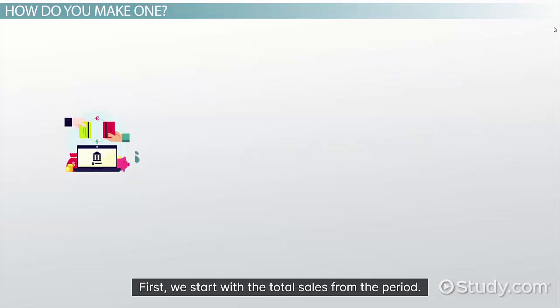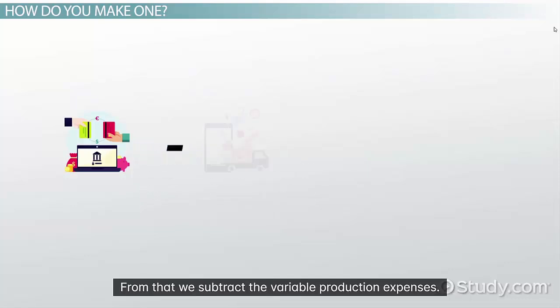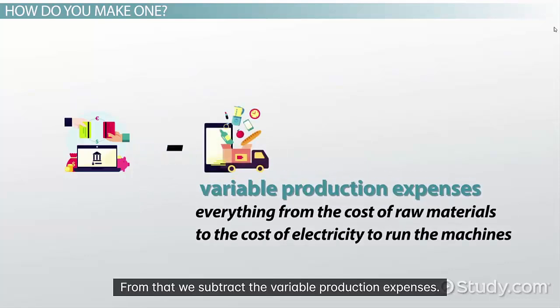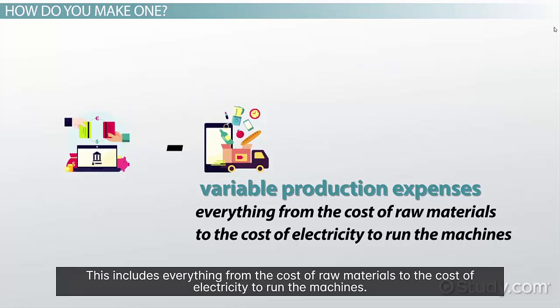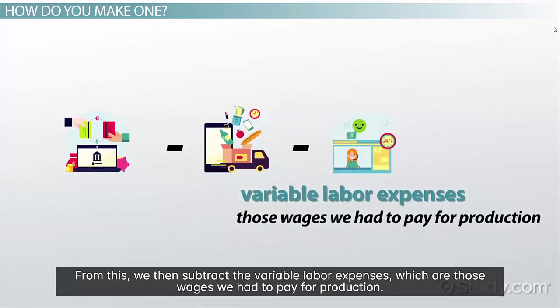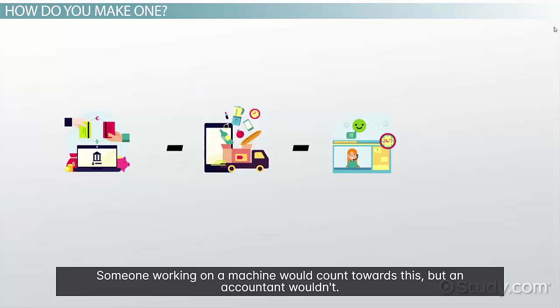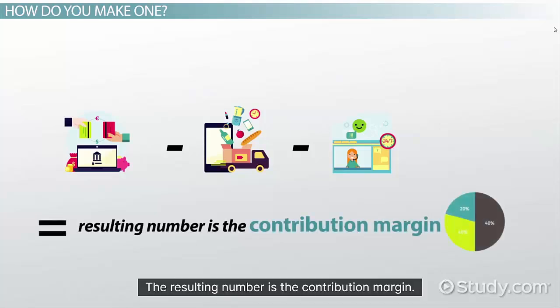Making a contribution margin income statement is a very easy and straightforward process. First, we start with the total sales from the period. This is all the money that was made by the company from sales. From that, we subtract the variable production expenses. This includes everything from the cost of raw materials to the cost of electricity to run the machines. From this, we then subtract the variable labor expenses, which are those wages we had to pay for production. Someone working on a machine would count towards this, but an accountant wouldn't. The resulting number is the contribution margin.